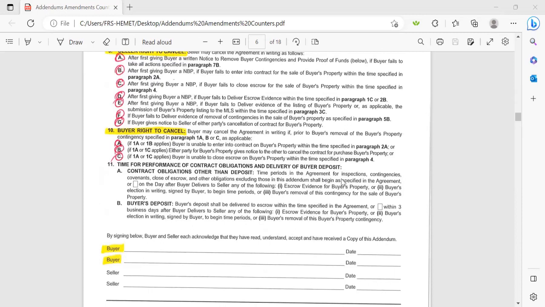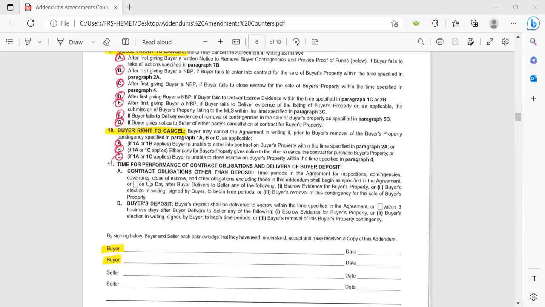Time periods in the agreement for inspections, contingencies, covenants, close of escrow, and other obligations, excluding those in the addendum, shall begin as specified in the agreement or on the day after buyer delivers to seller any of the following. So most people will check this box because there's no sense in starting your inspection periods on day one if you know that you still have to get into escrow and you still have to close on another house. And so they wait until there's actual escrow evidence on that property. And that's what generally gets checked.